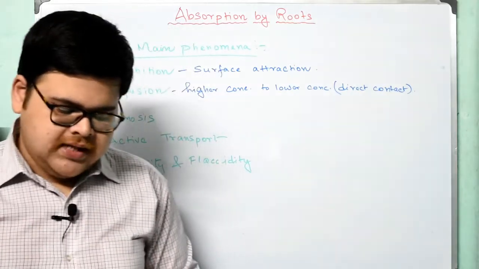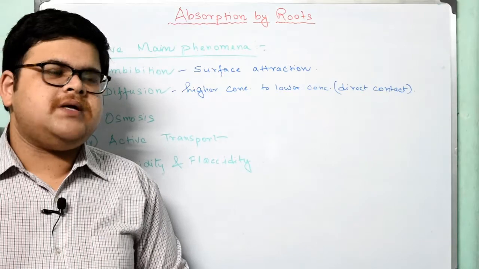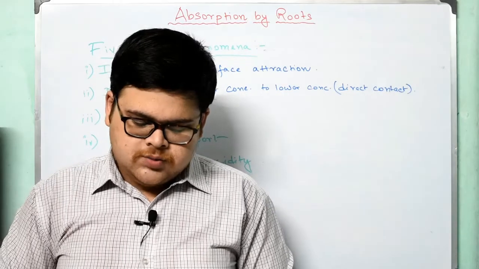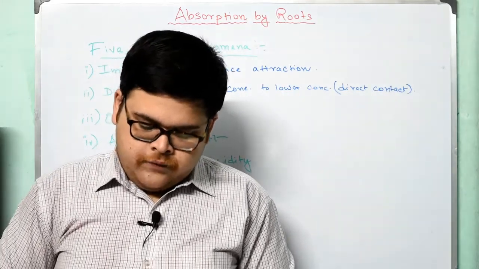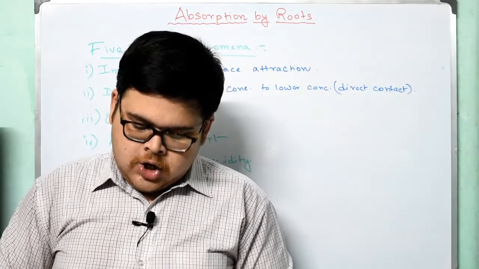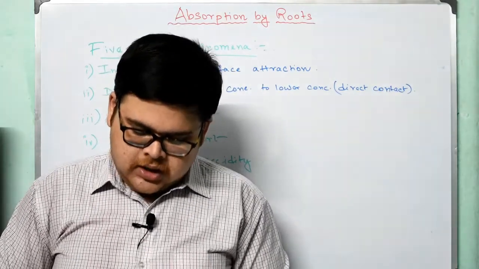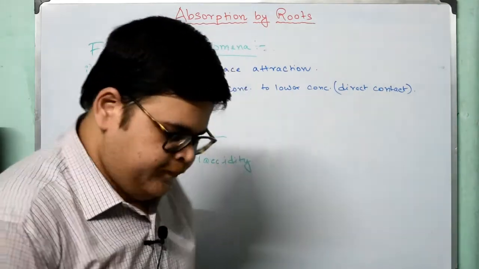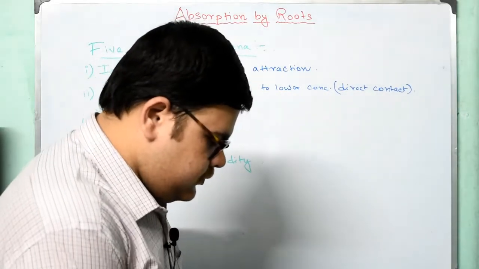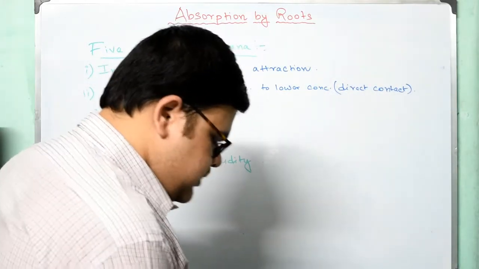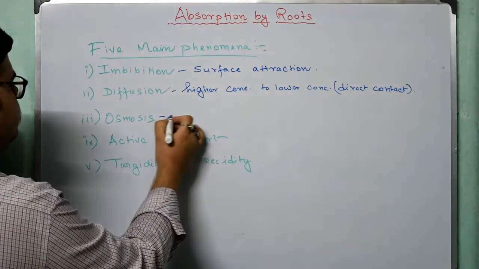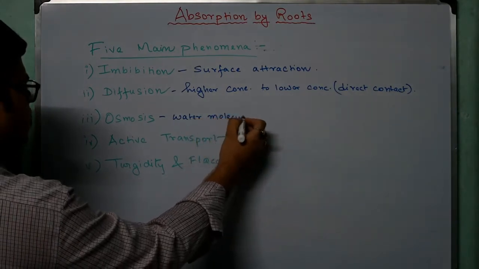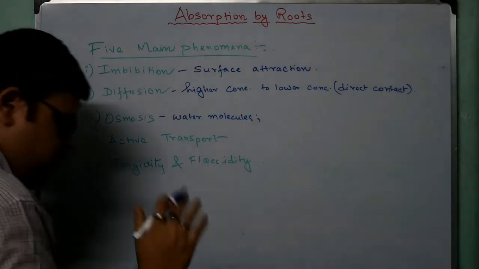The next part is osmosis and osmotic pressure. See, students, this one is very important and questions are going to come on osmosis and osmotic pressure. Osmosis is the movement of water molecules from their region of higher concentration to their region of lower concentration through a semi-permeable membrane. Firstly, it happens in water molecules.